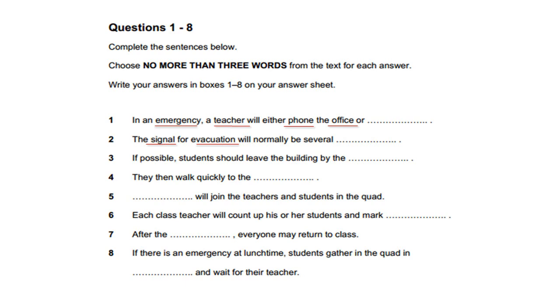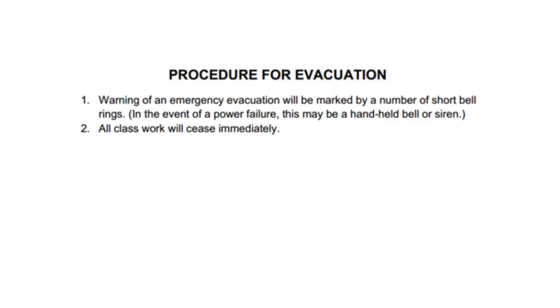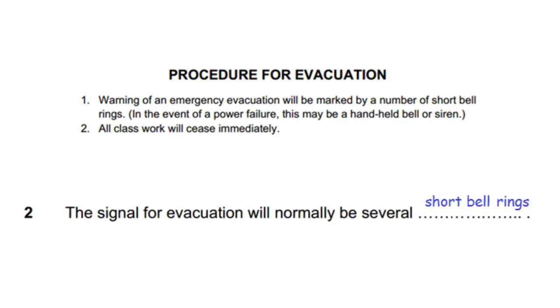Again, quickly return to the text and scan for the answer. A quick tip is that answer 2 should appear after answer 1 in the text, so there is probably no need to read paragraph 1 again. So if we start reading after this point, it says, Procedure for evacuation. Number 1. Warning of an emergency evacuation will be marked by number of short bell rings. In the event of a power failure, this may be a handheld bell or siren. We can see that the missing words are short bell rings.